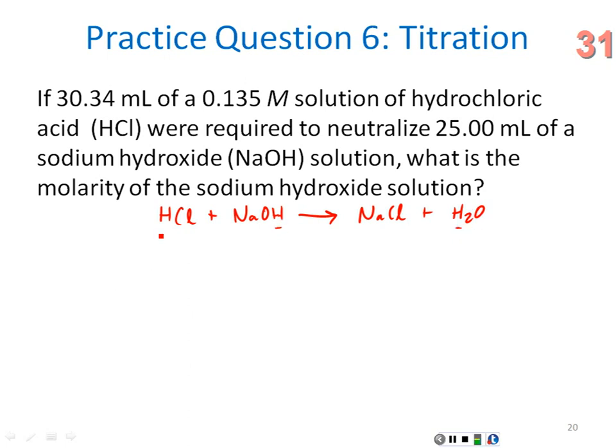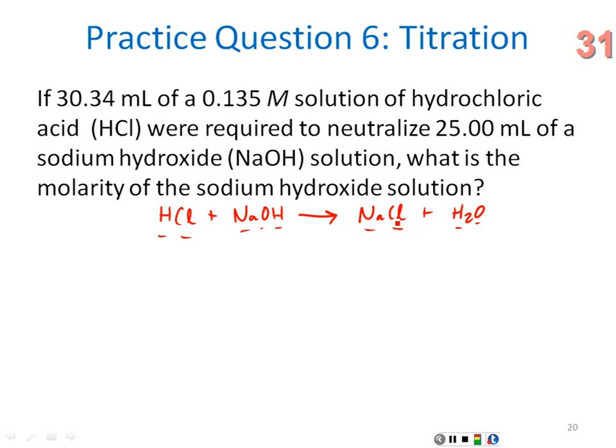The number of moles of hydrogen on the reactant side is 2. Oxygen, there's 1 on the reactant side. Chlorine is 1 on both sides. Sodium is 1 on both sides. So this is a balanced equation.